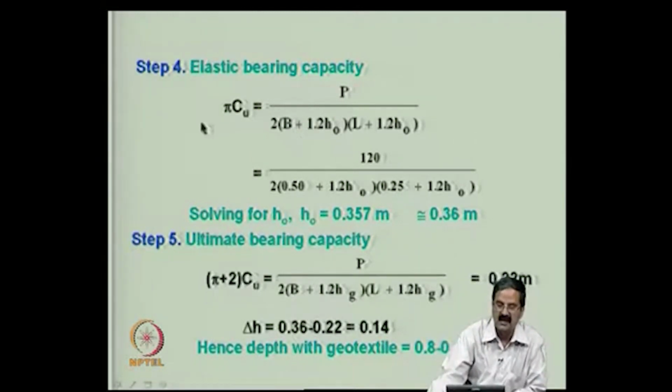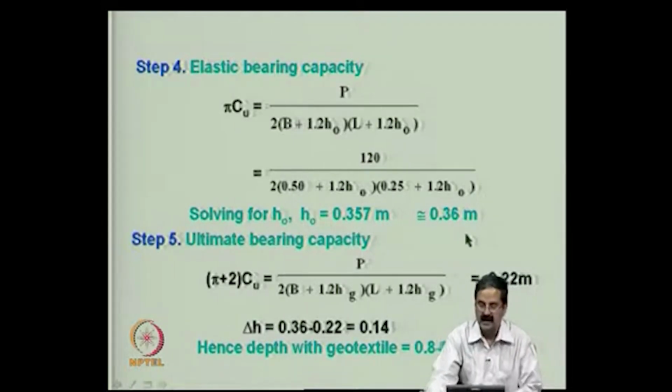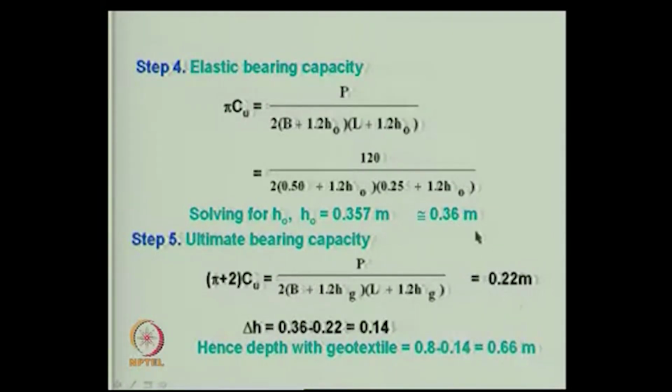As I just mentioned, I now equate it to the elastic bearing capacity pi Cu. P is a standard load of 120, and I use B into B plus 1.2 H and all that. I calculate, and you solve for H equal to H naught 0.357, and you get 0.36. Now, you assume that the ultimate bearing capacity is on these lines, and so again you get Hg here, you get 0.22. So, 0.36 minus 0.22 will be the change in the savings because of the aggregate.